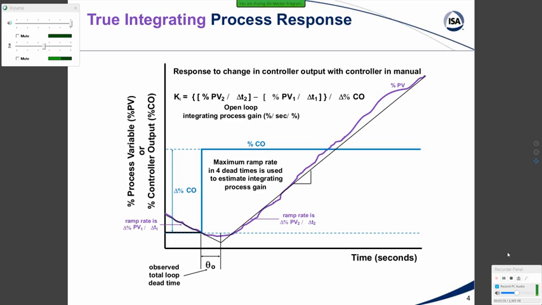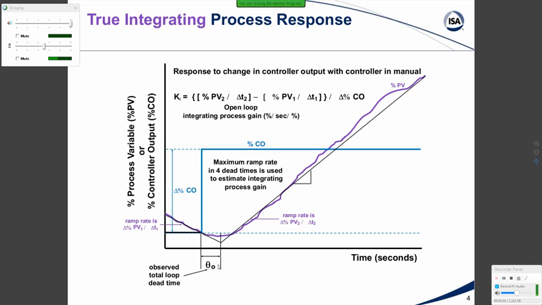Then we have a true integrating process, and of course the level is the classic, where the difference between the flow going into and out of the level will cause the level to ramp. And here we see that with the controller in manual it is already ramping, and it's ramping in the opposite direction. So what we have to realize is that if a controller is in manual, it's going to be ramping, and what we want to look at is the change in ramp rates as an indication of what the dead time is. So that's how we get that estimate of the dead time.